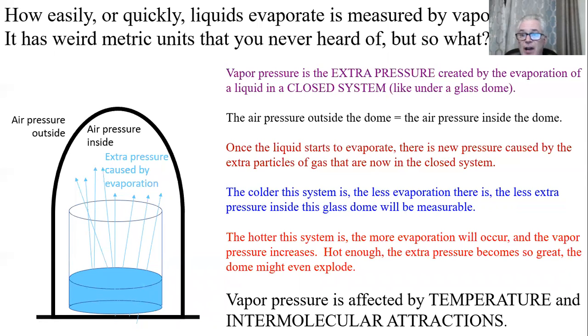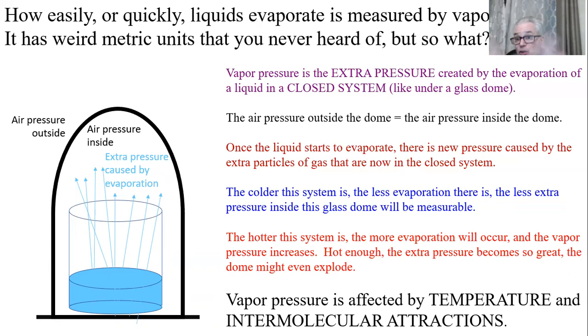Now that extra pressure, the difference between the outside air pressure and the inside air pressure, the inside of the dome also has this extra pressure caused by extra molecules from evaporation. That's called vapor pressure. And that's a way to measure how well something evaporates. If it has a low vapor pressure like water, inside this tank is not going to be much more pressure than outside the tank. It's never going to explode, right? We don't have to worry about so much gas evaporating from the water that it's going to explode because there's so much more pressure. That's because the water doesn't evaporate too well.